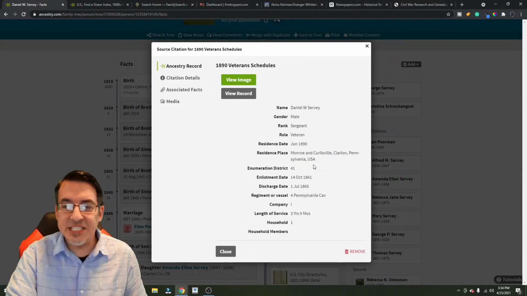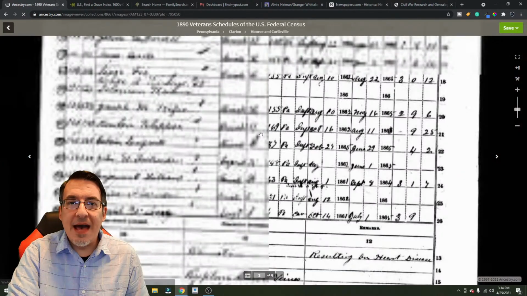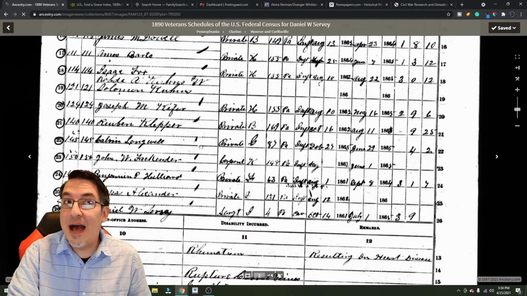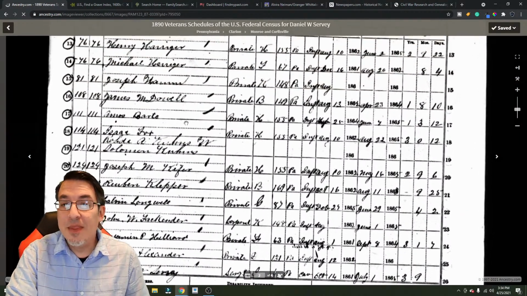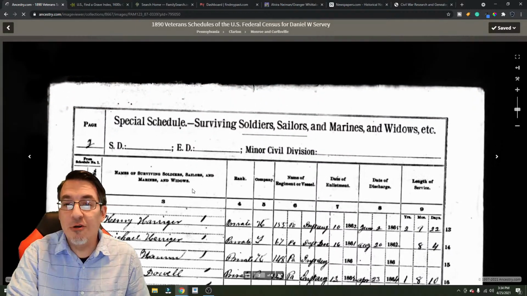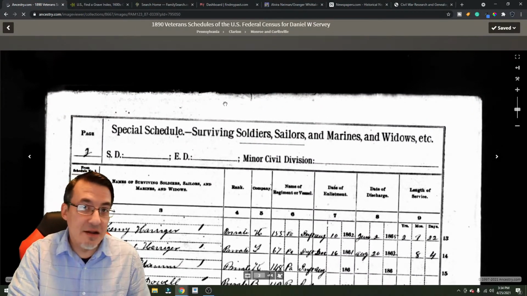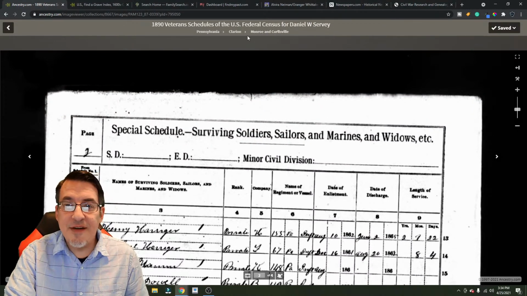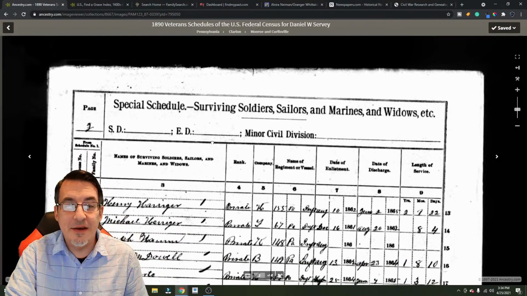So in this case, Dan Cervey, I know that he was alive in 1890. He died in 1894. And we know he lived in a place called Curlsville in Clarion County, Pennsylvania. And so this is the Veteran Census for Monroe and Curlsville in Clarion County, Pennsylvania.